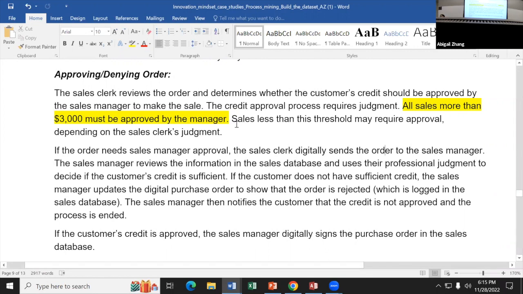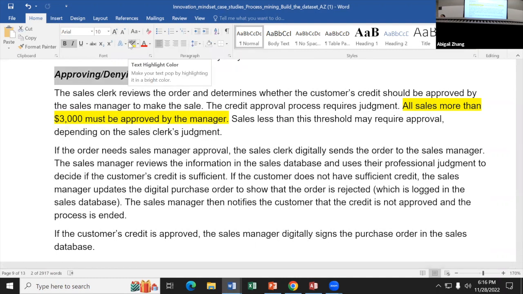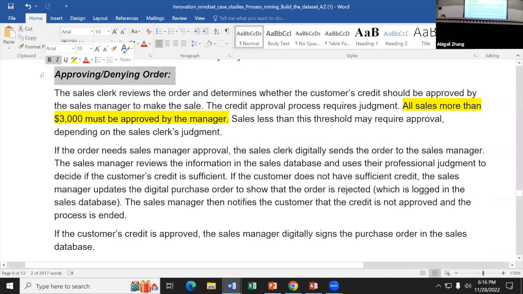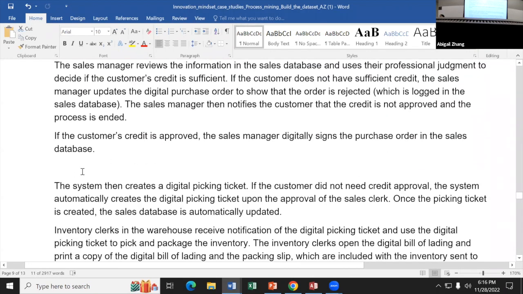Okay, that's a very good capture of this control activity. So what else can you identify? I think that's a major one here. Approving and denying order. And actually, the whole activity by itself, which means approving and denying this order, is itself a control activity. But we identified a more detailed control activity here, which is that $3,000 approval. Okay, so let's move ahead.